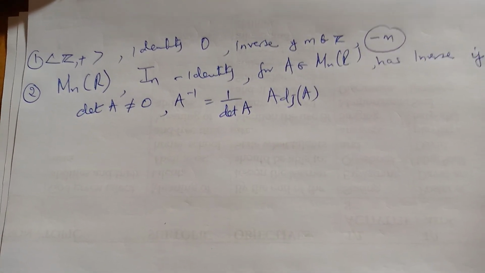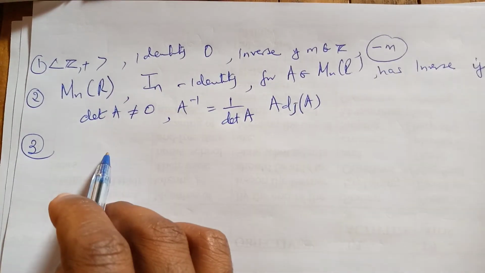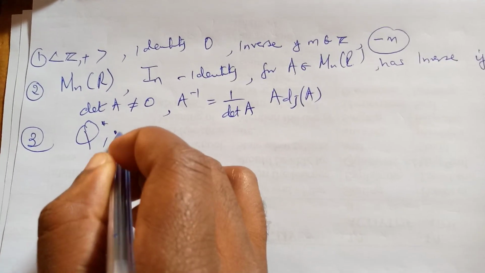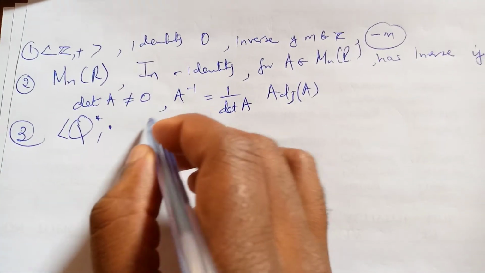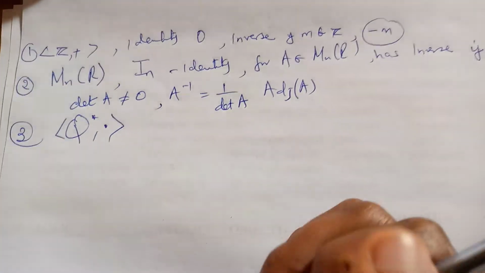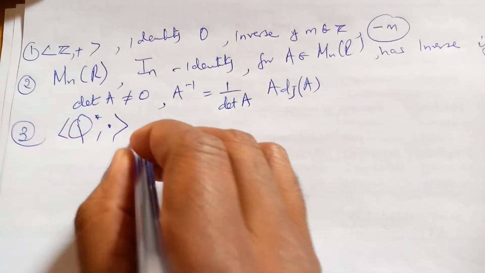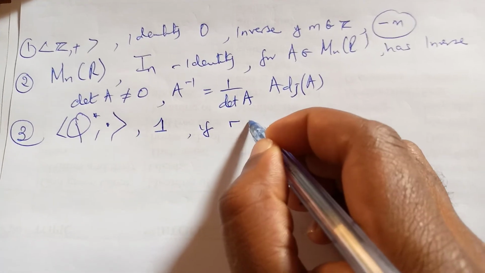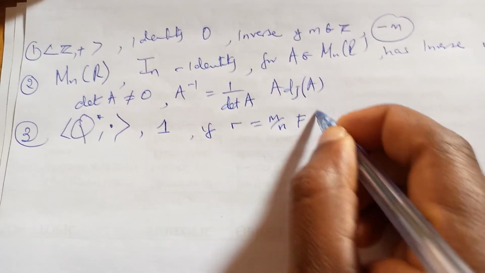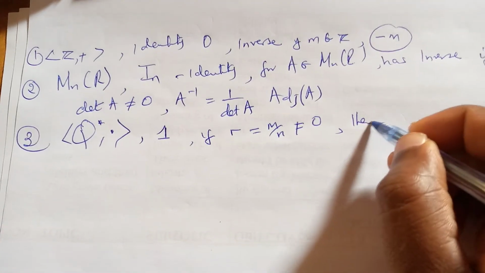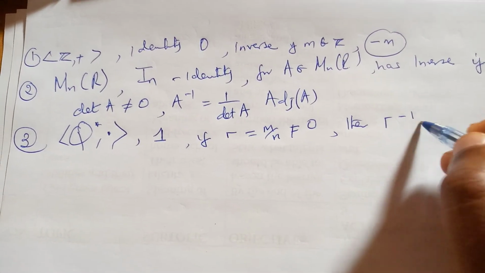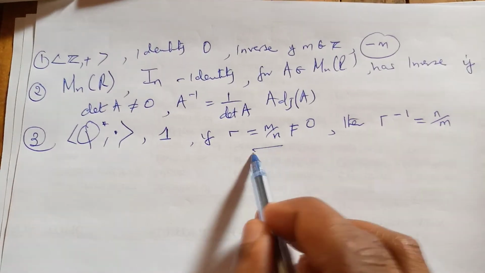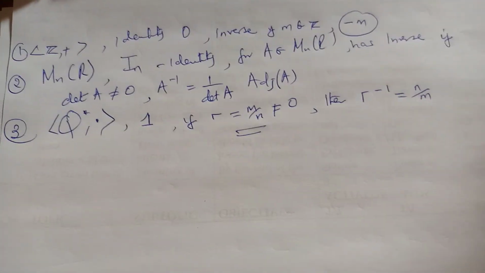We know that. And the third, if we have this group here, of course we have removed 0, so it means that 1 is the identity, and if m over n is not equal to 0, then it will mean that the inverse will be equal to n over m. That's for the rationals.